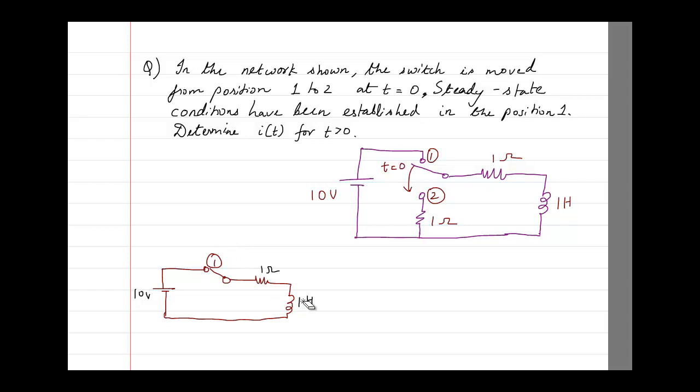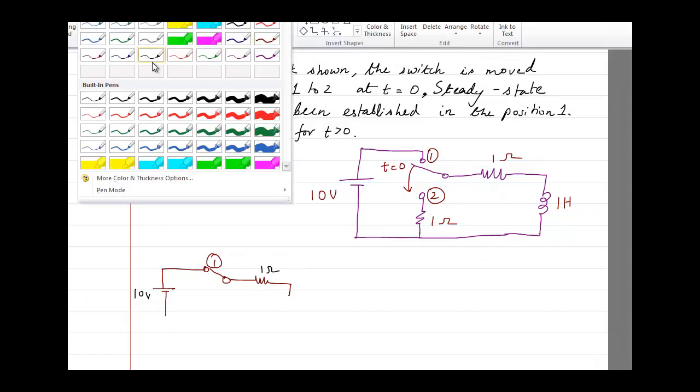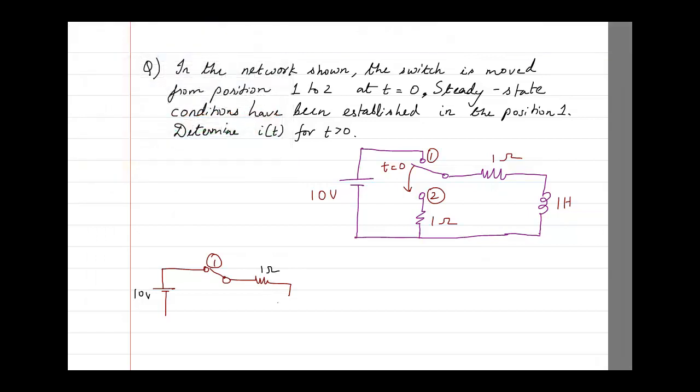what I can draw here is that the inductor is not there now, and instead of the inductor there is a short circuit, because the inductor is charged. And through this short circuit, whatever current is flowing, that is the current at t = 0 minus, just before the switch is made.